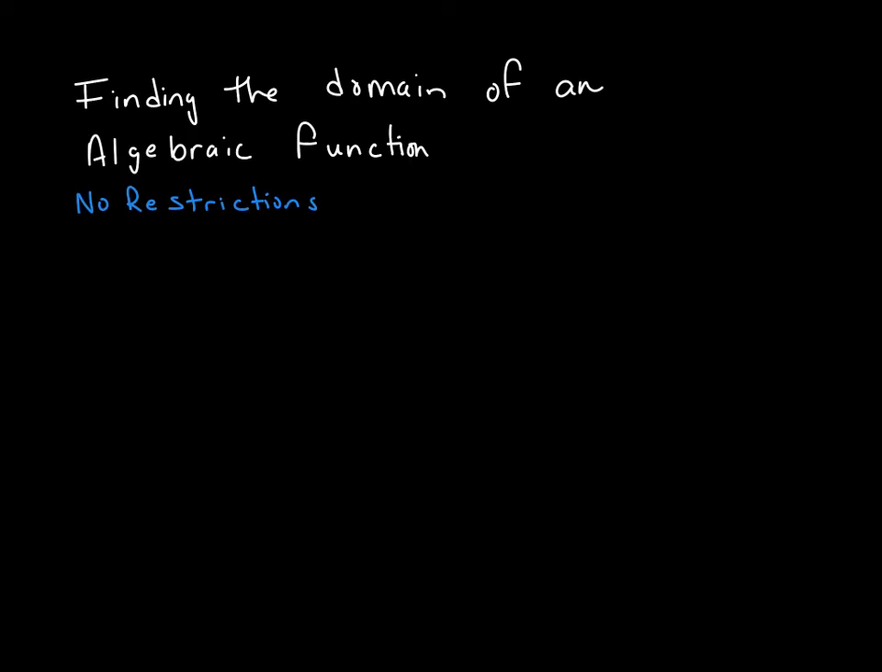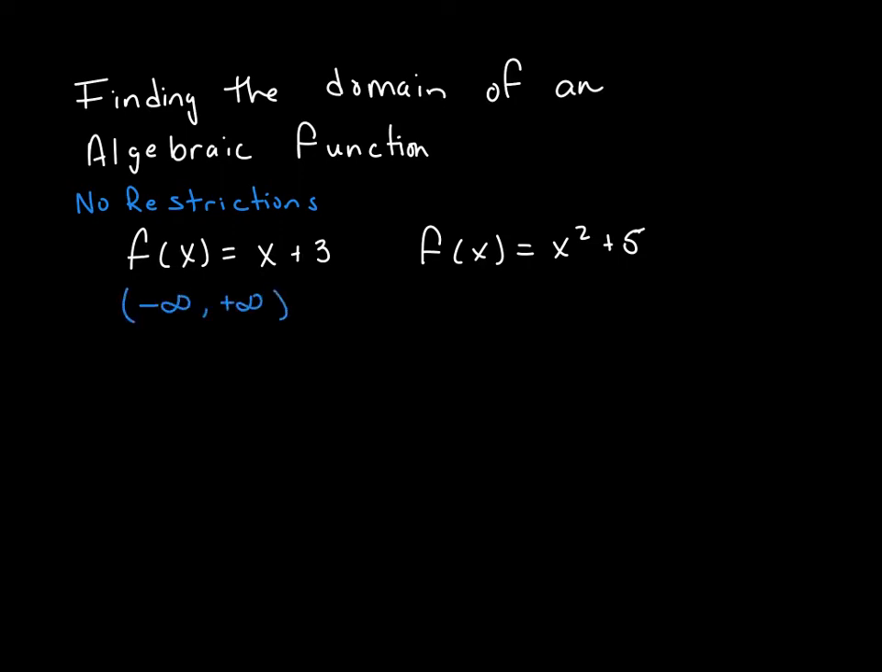Alright, so if you have a function that is a line, or even a function that is a parabola, both of these functions have no restrictions on their domain. So their domain just goes from negative infinity to positive infinity. Alright, so what about the functions that have restrictions, and where do they exist?